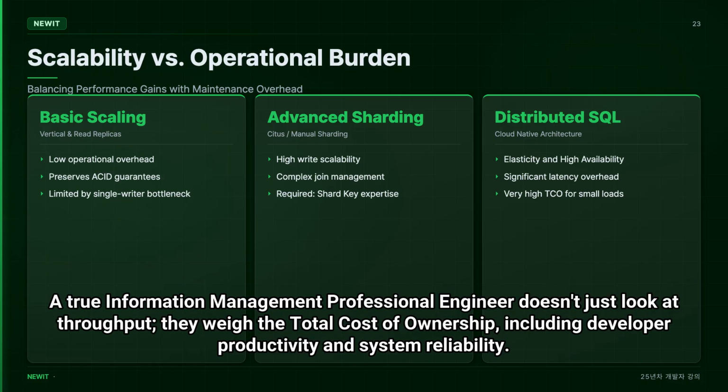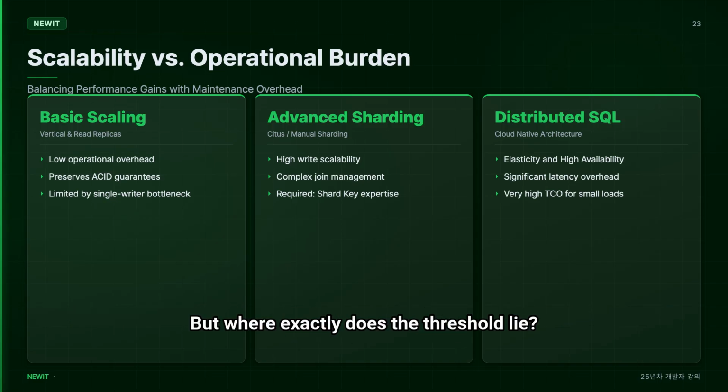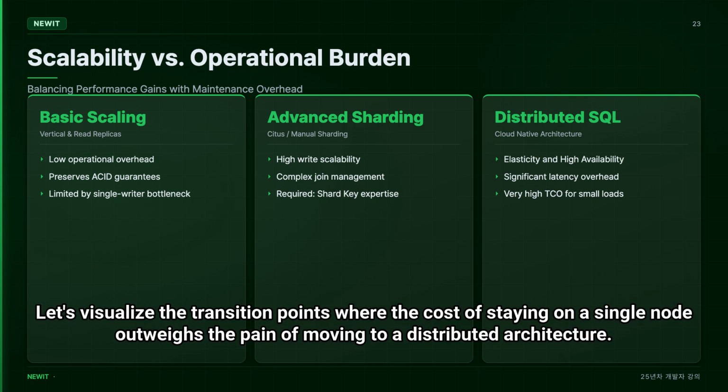A true information management professional engineer doesn't just look at throughput. They weigh the total cost of ownership, including developer productivity and system reliability. Choosing a scaling path that exceeds your operational maturity is a recipe for catastrophic downtime. But where exactly does the threshold lie?